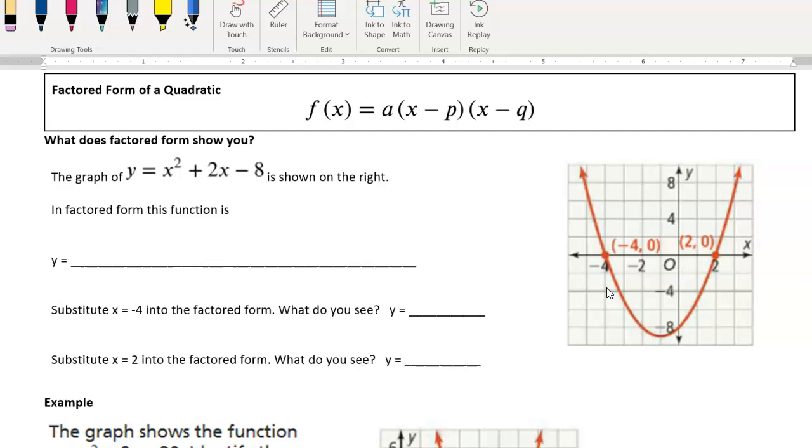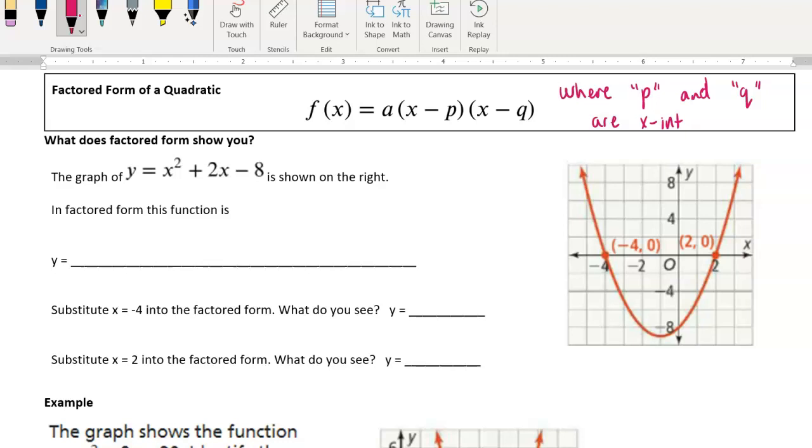What's up with this P and the Q? What do those mean? The P and the Q are just referring to the x-intercepts. Okay, so if we know what the x-intercepts are, we can put it in factored form.